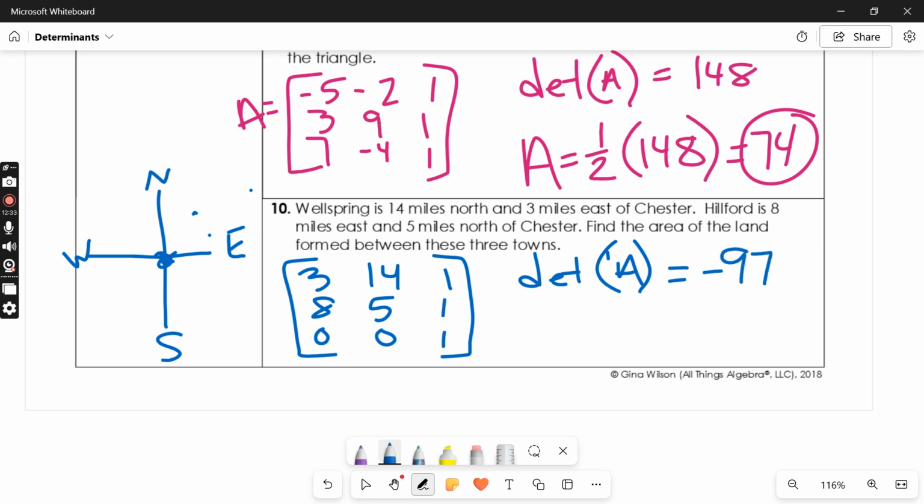Now we do have to realize we're talking about area here. An area is a measurement, so we're going to use the positive value for it. Okay, so we're going to say half of 97, which would be 48.5.